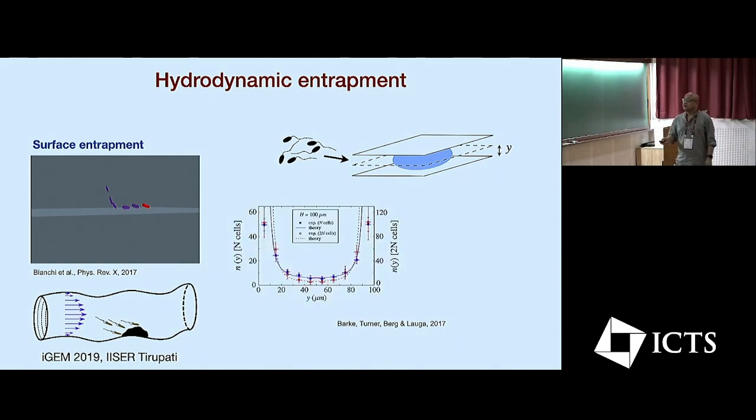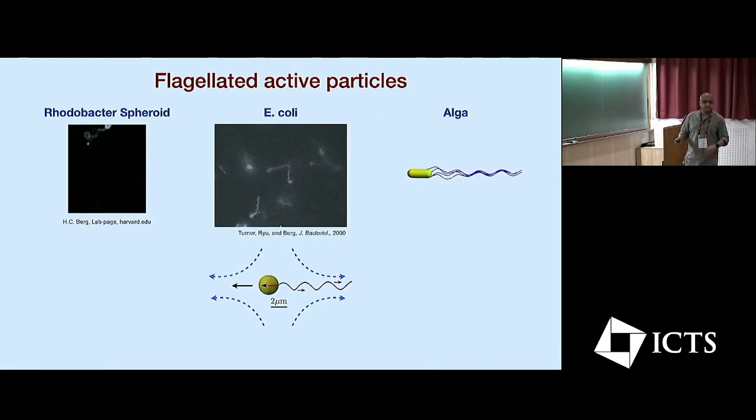substrates, and here is a concentration profile of the bacteria along this length. You can see that the bacteria accumulate near the substrates. The bacteria that I talked about are examples of flagellated active particles, specifically E. coli. This is a real example of them, and this is a simulation from our group.